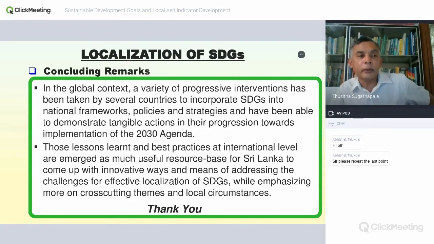And for that we need to take the success stories, but then we have to localize them in an innovative way, with innovative ways and means of addressing the challenges. So to have effective localization of SDGs, that's where only we can make the 2030 agenda effective, or rather a success in Sri Lanka. Thank you very much.